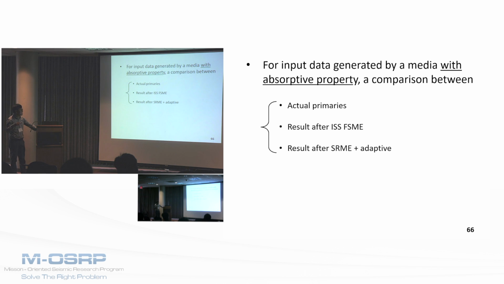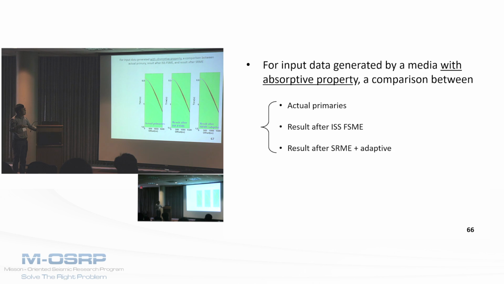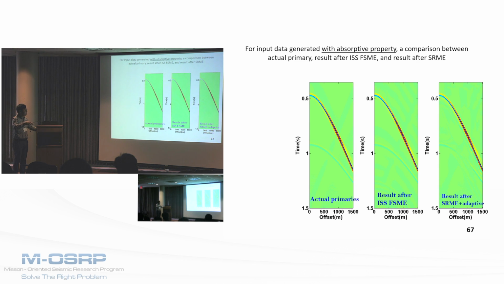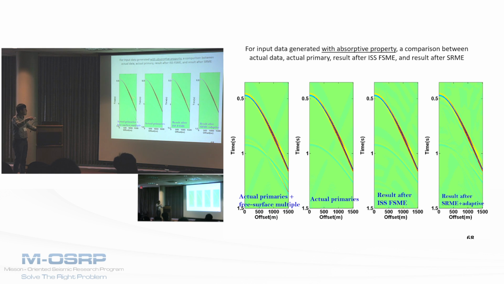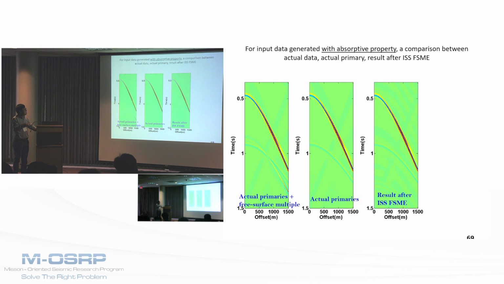Now let's look at the results after these two algorithms and compare with the primary in the presence of absorptive property. Again, the three figures on the right show the actual primary, the results after the ISS method, and the results after the SRME plus adaptive. Again, for easy comparison, I show the actual primary and the free surface multiple in the data. Same as the last test, we can draw the same conclusion here in the presence of absorptive property.